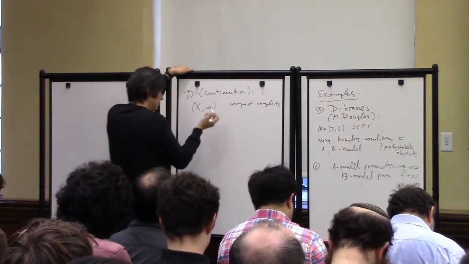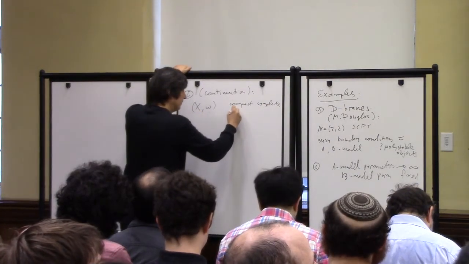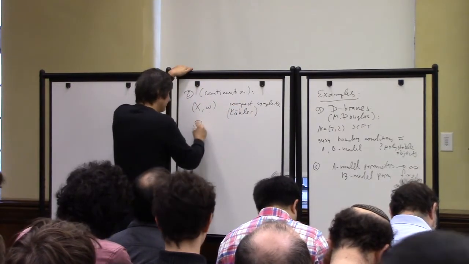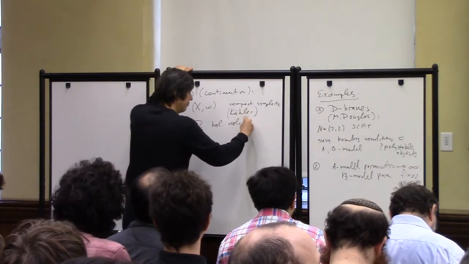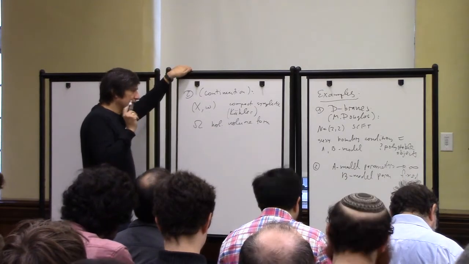And also it will have a complex structure. In fact, it will be a Kähler manifold. So it has some complex structure, and it will have a holomorphic volume form. Yeah, so it looks like Calabi-Yau, but it's not a Calabi-Yau metric.